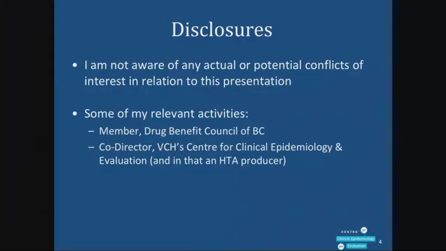So, just by way of disclosures, I'm not aware of any conflicts that I have. I do have a couple of relevant affiliations. I am a member on the Drug Benefit Council of BC, which is the formulary recommendation body in BC. And I'm also, as co-director of the Center for Clinical Epi, we do HTA work. We have contracts with folks like CADTH and the BC Ministry and our producer of health technology assessment.